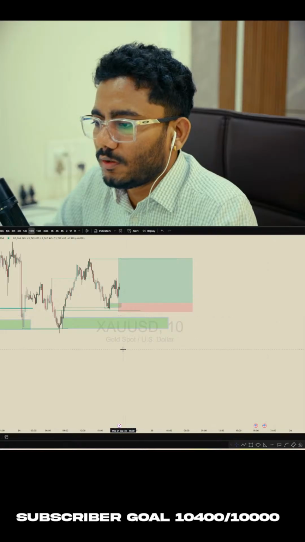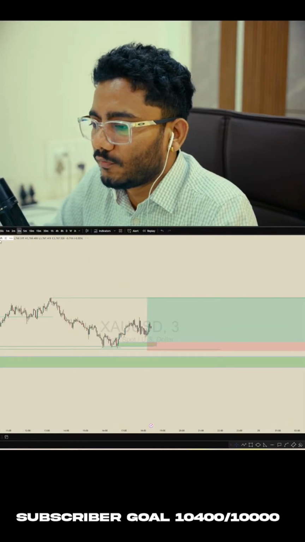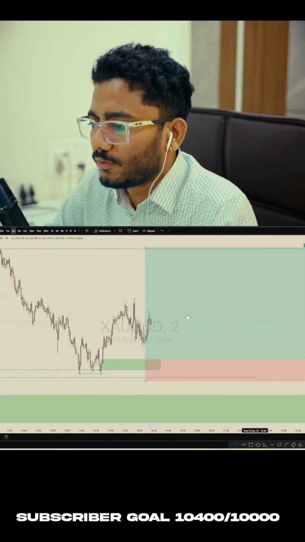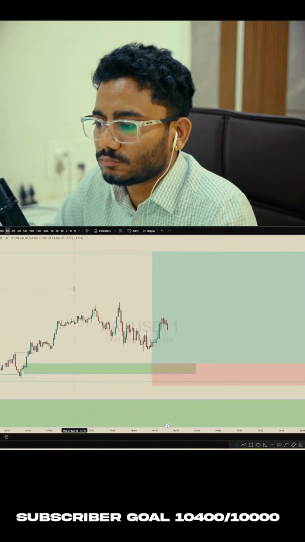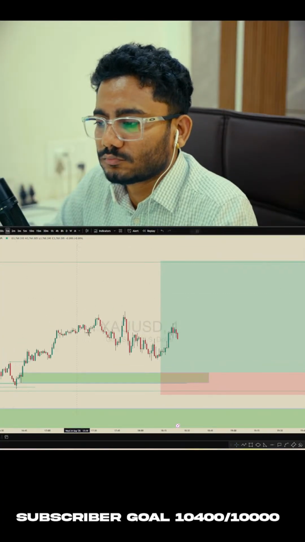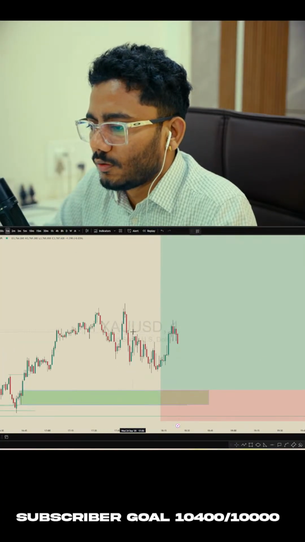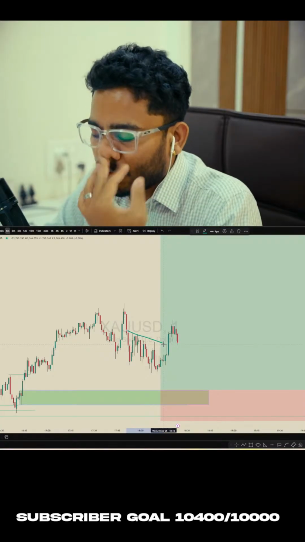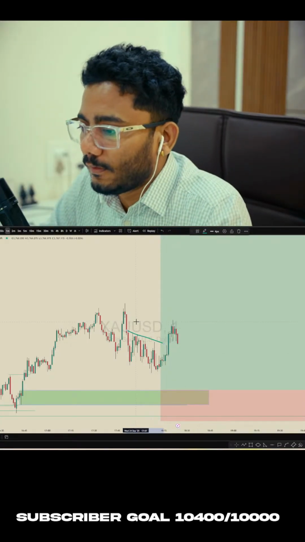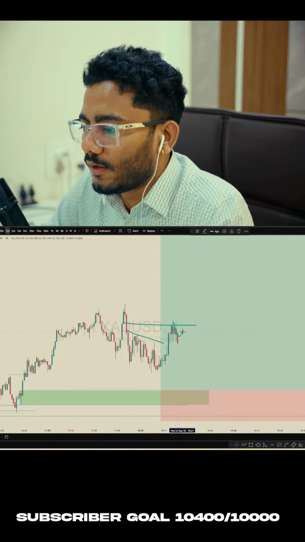Gold is consolidating here. It's reacting from both the order blocks. If you look at 1 minute, price created this trend line liquidity to the upside and took out this liquidity. Again, it's reacting from this.